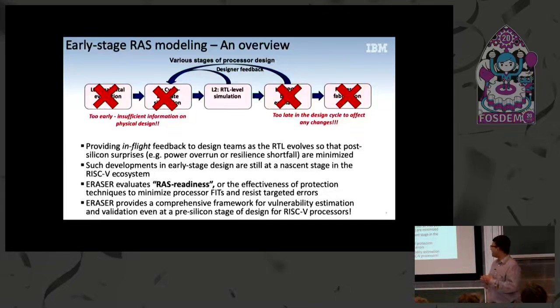So because of this, we have the ERASER tool, which can evaluate the RAS readiness of a processor and even the effectiveness of existing protection techniques and whether we need even more protection techniques. So this provides a comprehensive framework for such vulnerability estimation, even at such a pre-silicon stage.